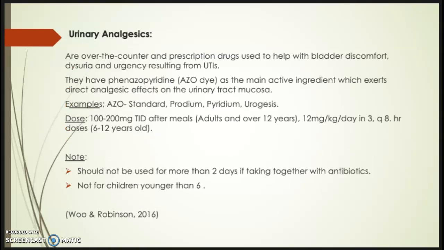Urinary analgesics can be purchased over the counter and can also be given as prescription drugs to help with bladder discomfort and urgency that results from UTIs. There are some different ones. One of them is known as Azo dye, and this can have direct analgesic effects on the urinary tract. There are different dosages and it depends on the age range. This shouldn't be taken or used for more than 2 days if taken together with antibiotics, and is not recommended for children younger than the age of 6.